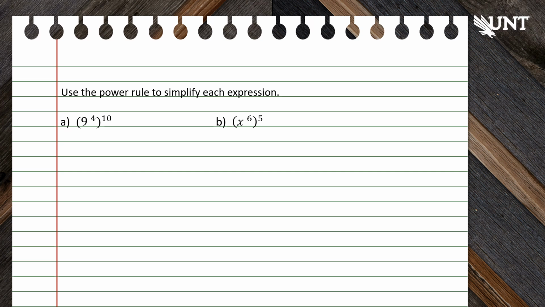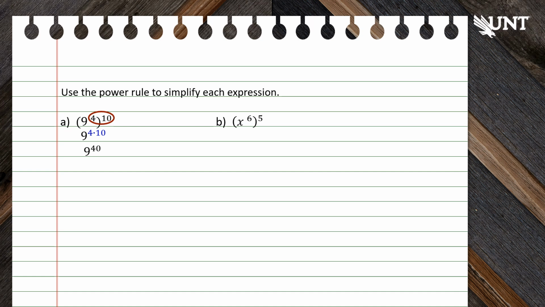Use the power rule to simplify each expression. For a, we have open parentheses, 9 to the 4th, close parentheses, raised to the power of 10. In this case, what you will notice is our exponents are touching. And when your exponents are touching, this is the only time your exponents may multiply. And so we can write this using the power rule. We keep our base and we multiply our exponents. So 9 raised to the power of 4 times 10, which we can simplify and write 9 to the power of 40.